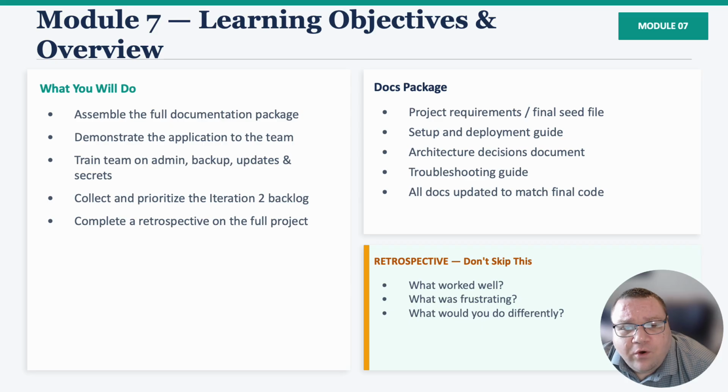Section 7.4 is the retrospective. I want to be direct about this. The retrospective is a section most people skip, and it's the section that produces the most improvement over time. Answer three questions honestly. What worked well in this process? What was frustrating or inefficient? What would you do differently next time?